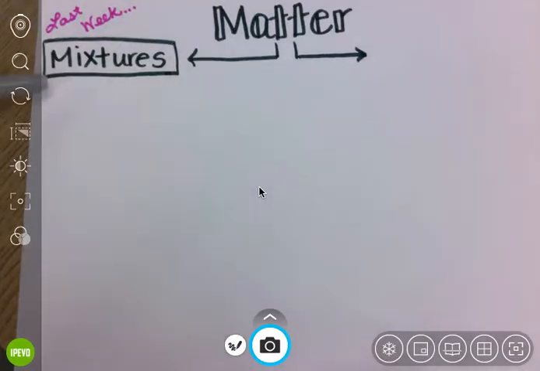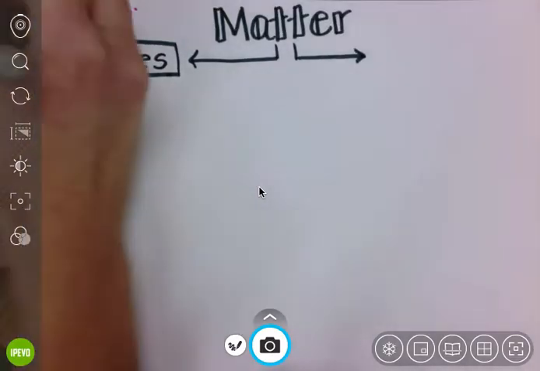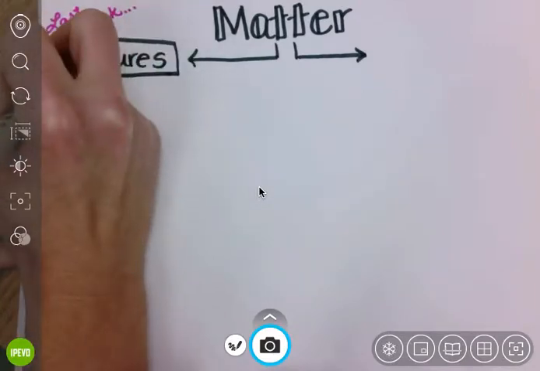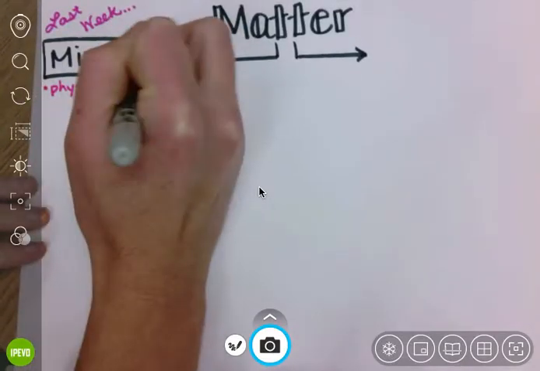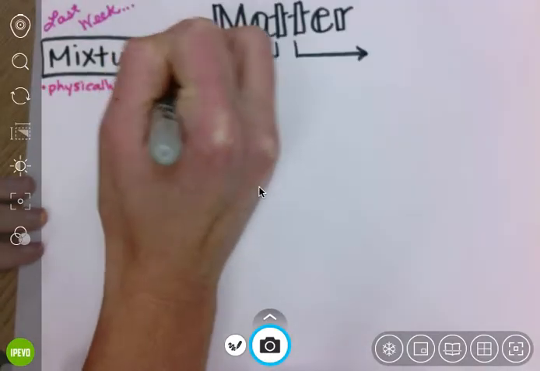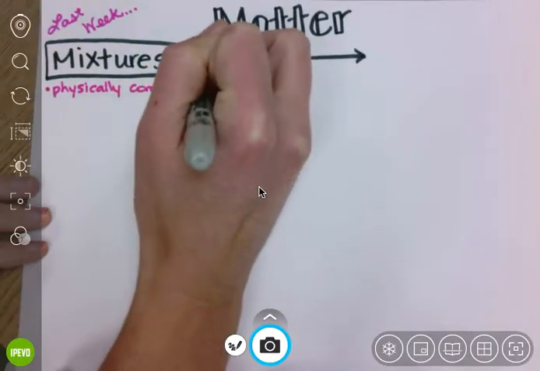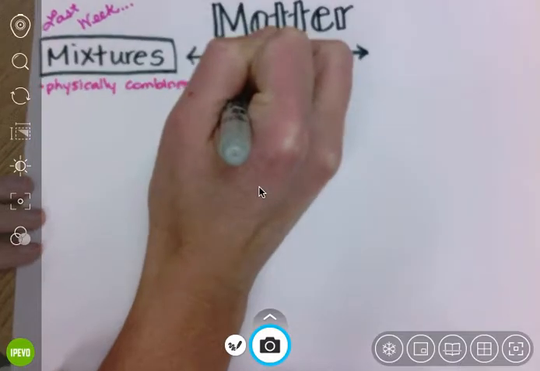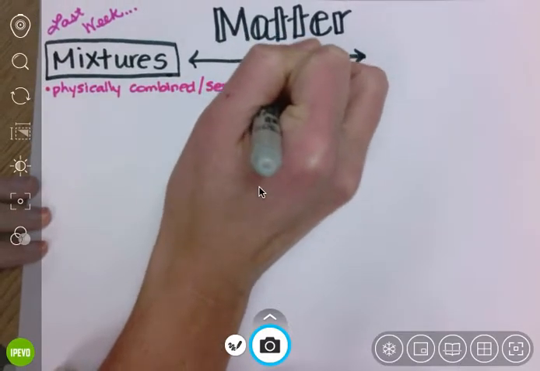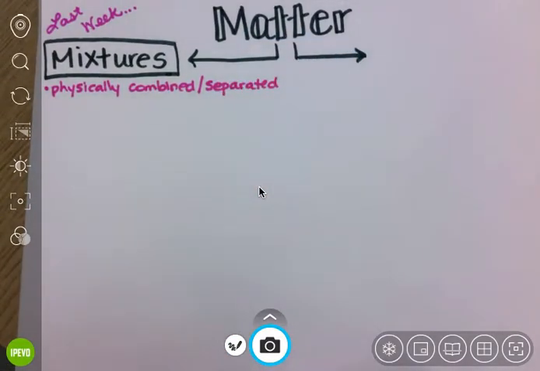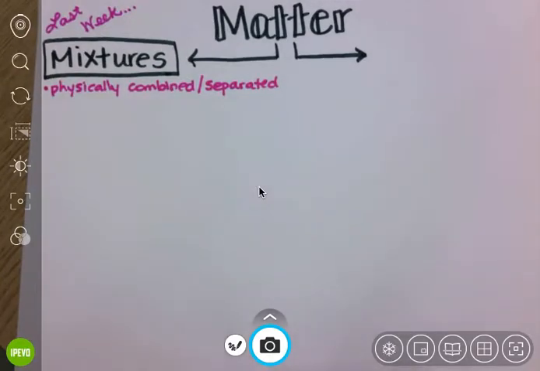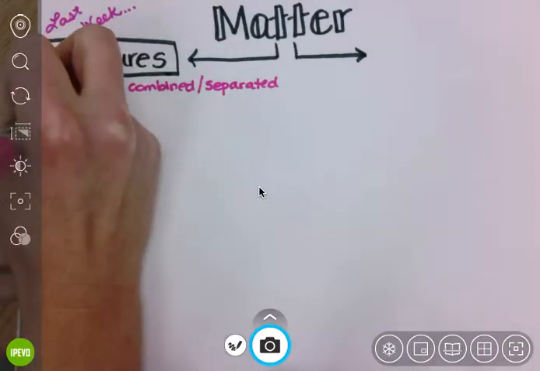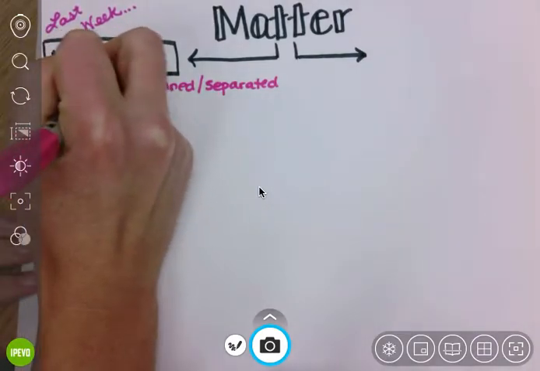So last week when we talked about mixtures, we know that mixtures are physically combined, which means they can also be physically separated. And you guys did excellent on your separation quiz. So we just want to make sure that we all understand that mixtures are something that's physically combined or physically separated, and that they can be in any ratio.